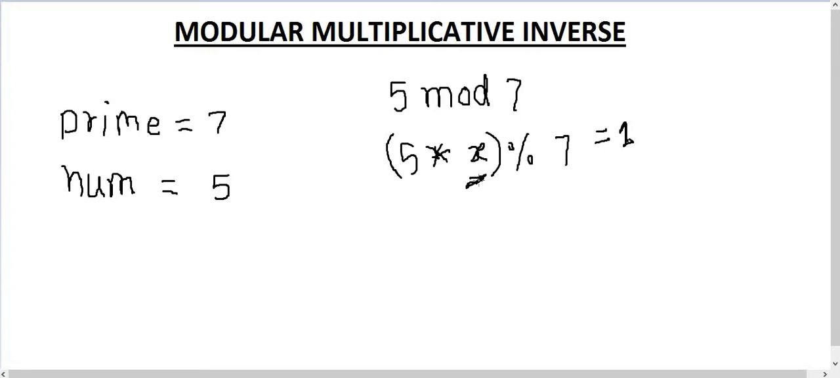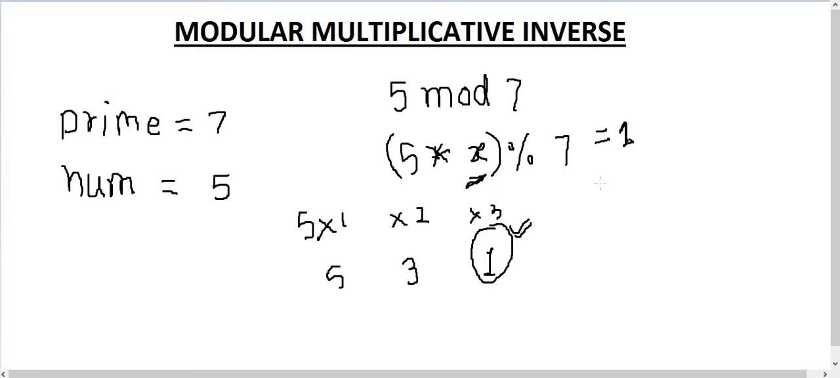One naive approach could be to try 5 into 1 mod 7, which results in 5. Then 5 into 2 mod 7 results in 3. Then 5 into 3, that would be 15 mod 7, which makes 1. So we were lucky to get this answer in 3 tries.